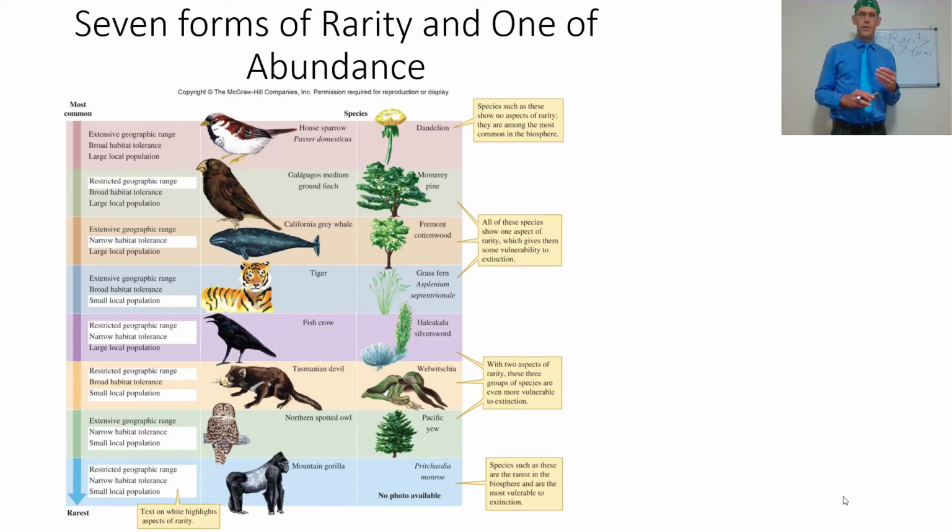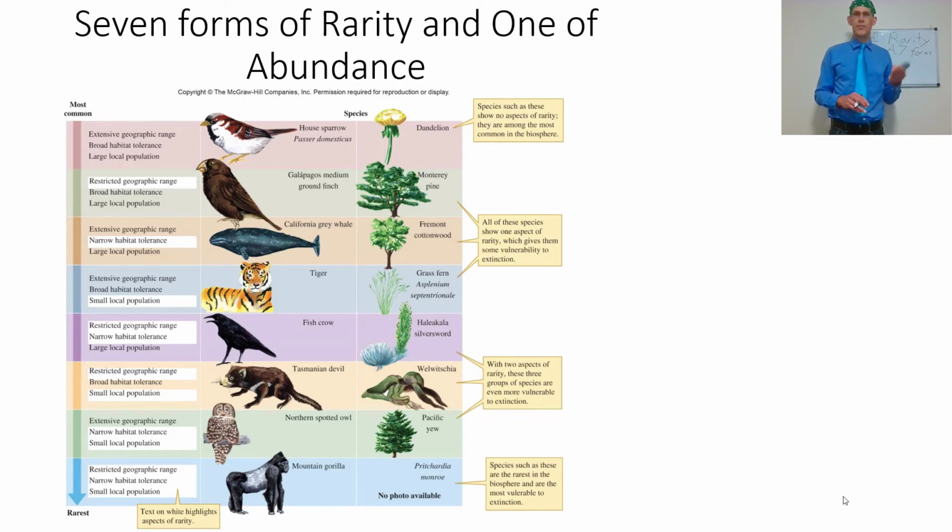And then you have the Pichicardia. Yeah, that's so rare they couldn't even draw a picture of it. You can look it up online. It's such a misleading graph. Disappointing. Anyway, 7 forms of rarity just means there are 7 different ways to be uncommon or rare.